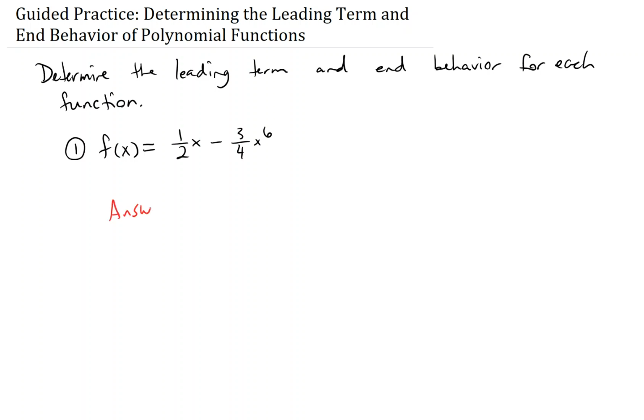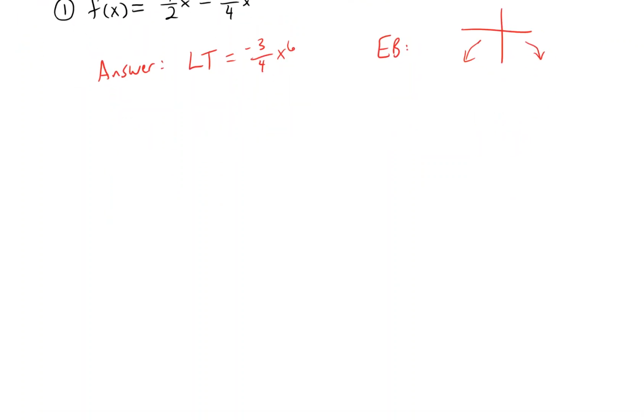So the correct answer for this one is the leading term is negative 3/4 x to the 6th, and the end behavior, this is your xy plane, the left end goes down and left, the right end goes down and right. Okay, so that's example 1, problem 1. Let's move on to problem 2, same instructions.